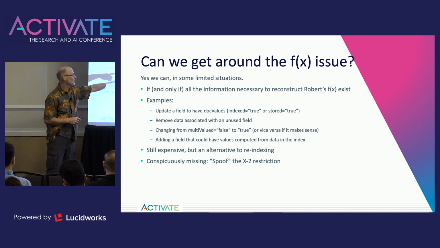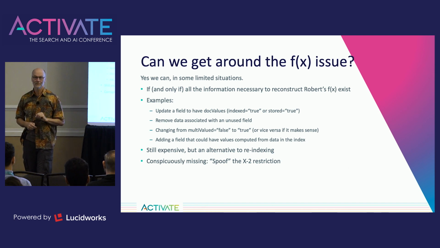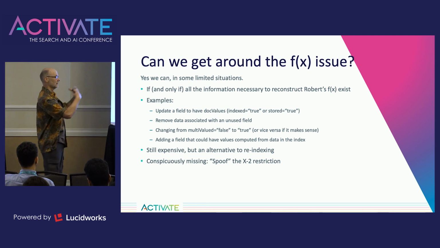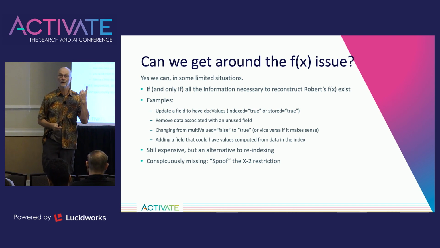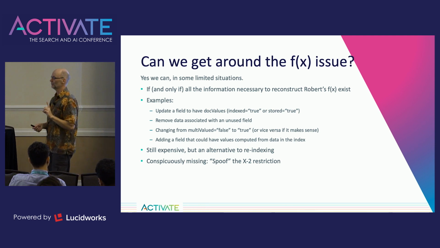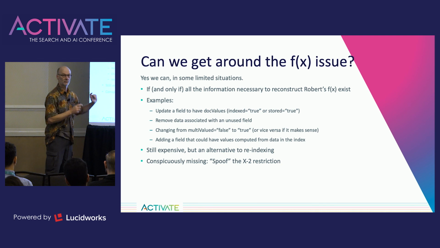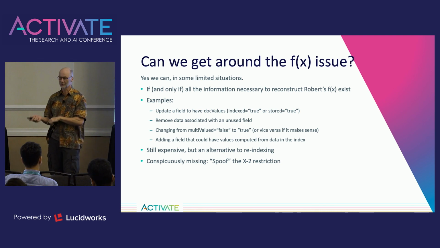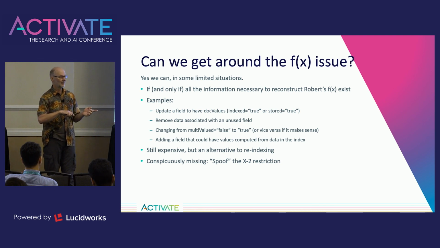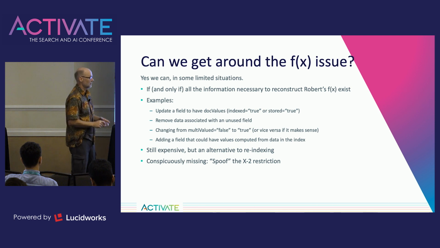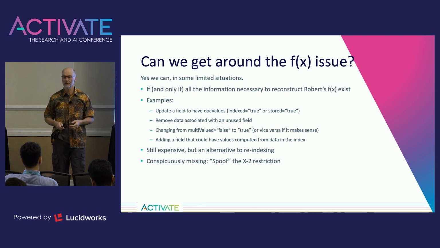Multivalued false to true, or in some cases, vice versa. So I can imagine a case where I said multi-value is true, but I only ever store one value in the field. It was just a mess up when I created the schema. In that kind of situation, I can safely go the other direction from multi-valued to single-valued. Single-valued to multi-valued is safe. I've got the token, it hasn't been processed. I just make a singleton set for all of my documents.